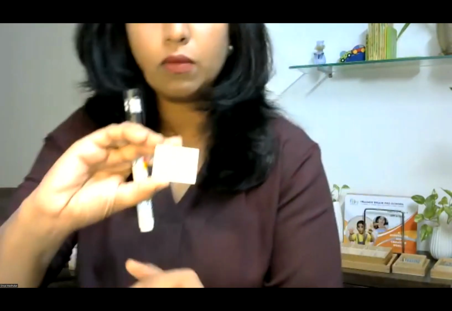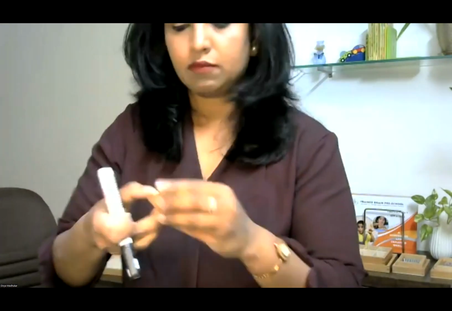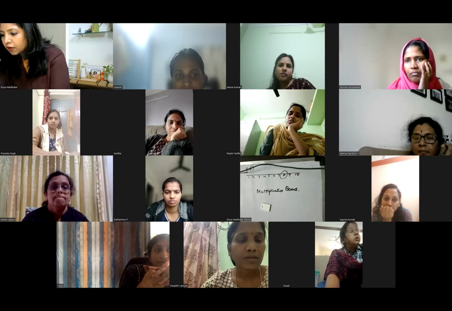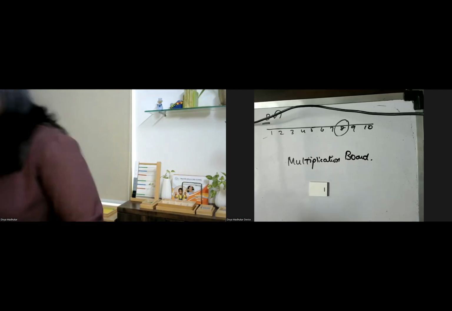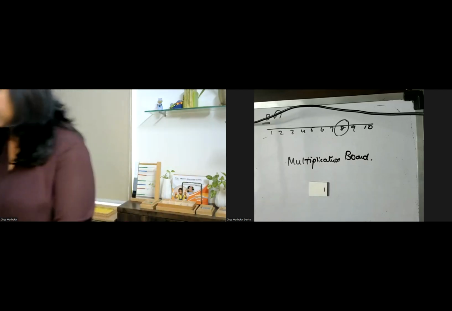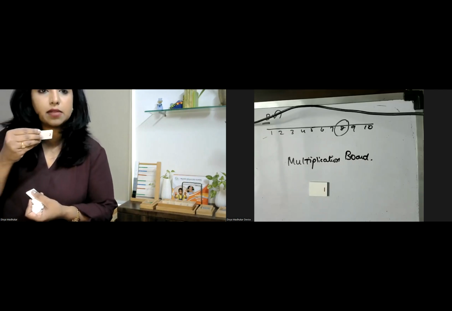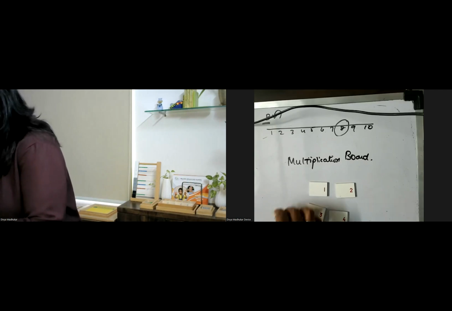Can you see? No. We can't see the number. If I put it onto the board, maybe its brightness is too much. Can you see the number? Yes, we can see. So you will have smaller cards like this. Now can you see the board? Yeah. So you'll have number 2, number 3, number 4, and number 5.